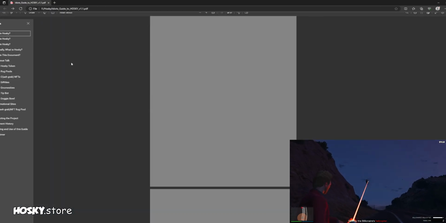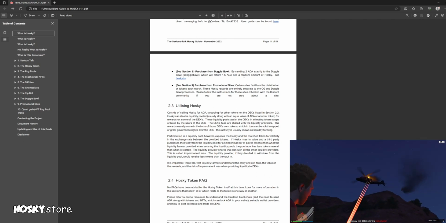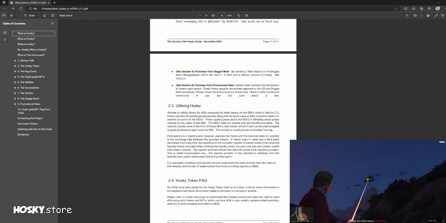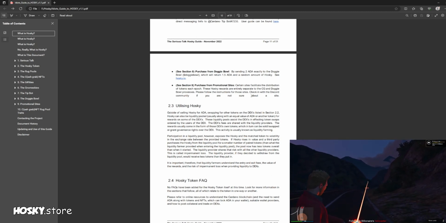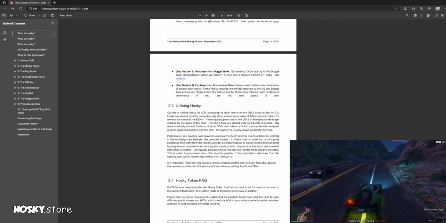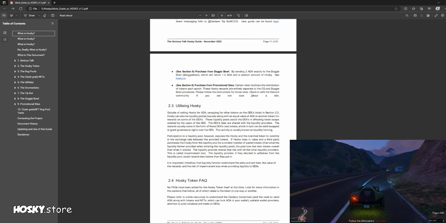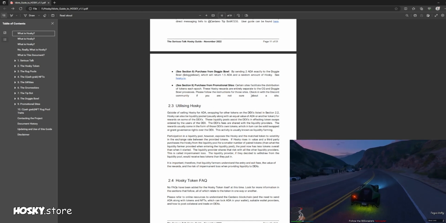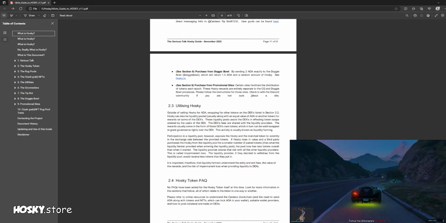Let's go back. See section 8, purchase from Doggy Bowl by sending 2 ADA exactly to the $Doggy Bowl, which will return 1.5 ADA and a random amount of Hosky. See Hosky.io. See section 9, purchase from promotional sites. Certain sites facilitate the distribution of tokens each epoch. These Hosky rewards are entirely separate to the CG and Doggy Bowl processes. Please follow the instructions for those sites.